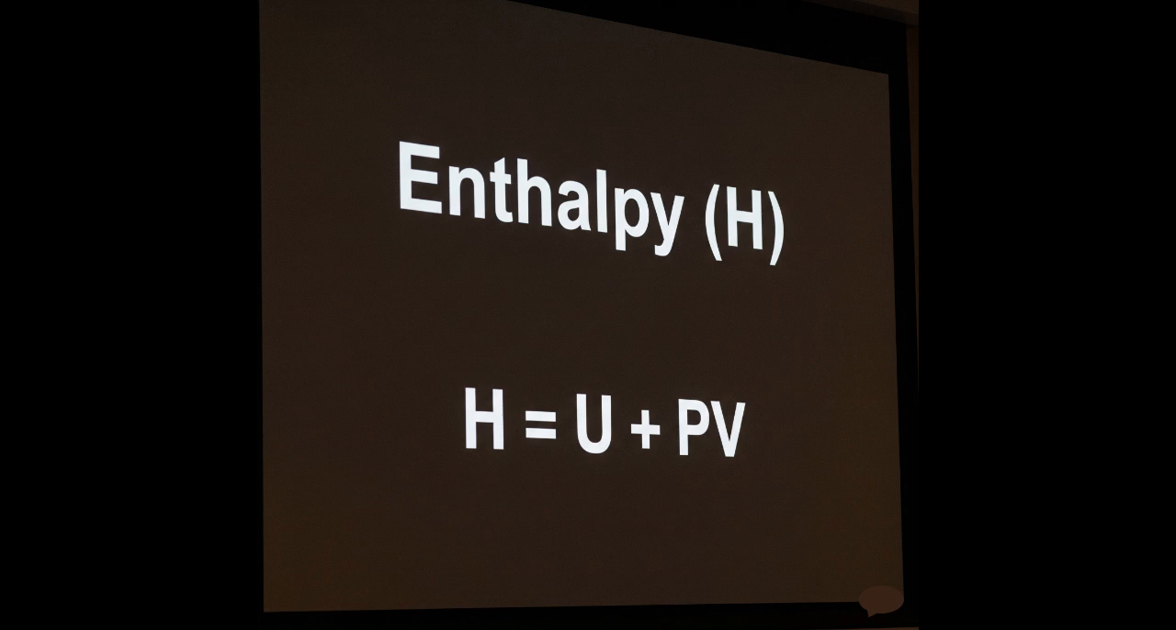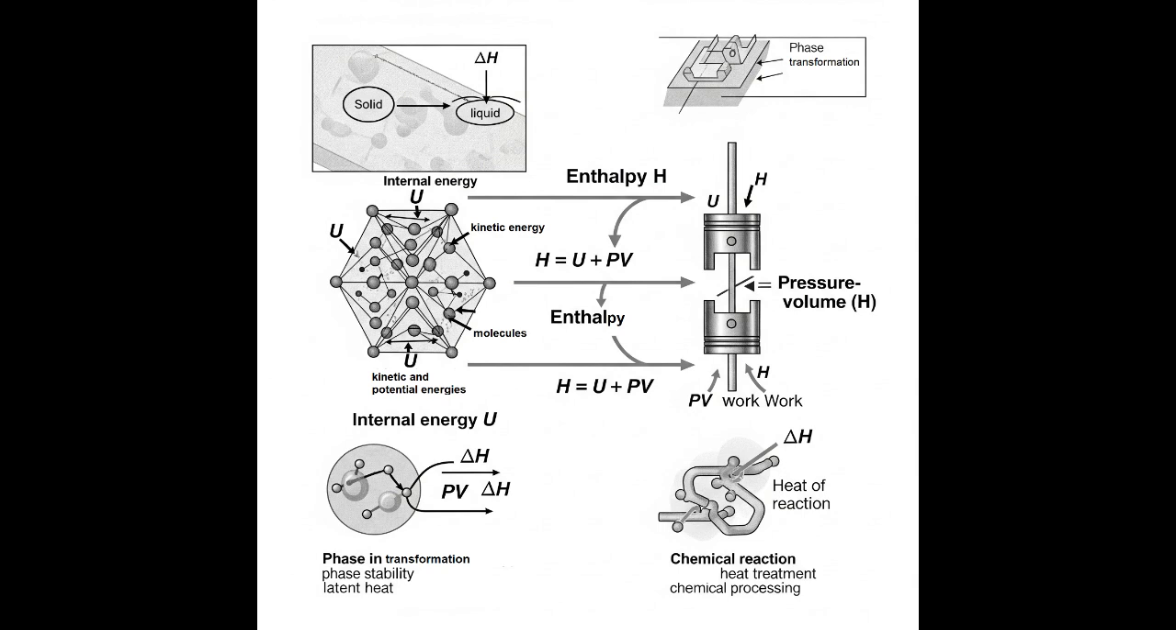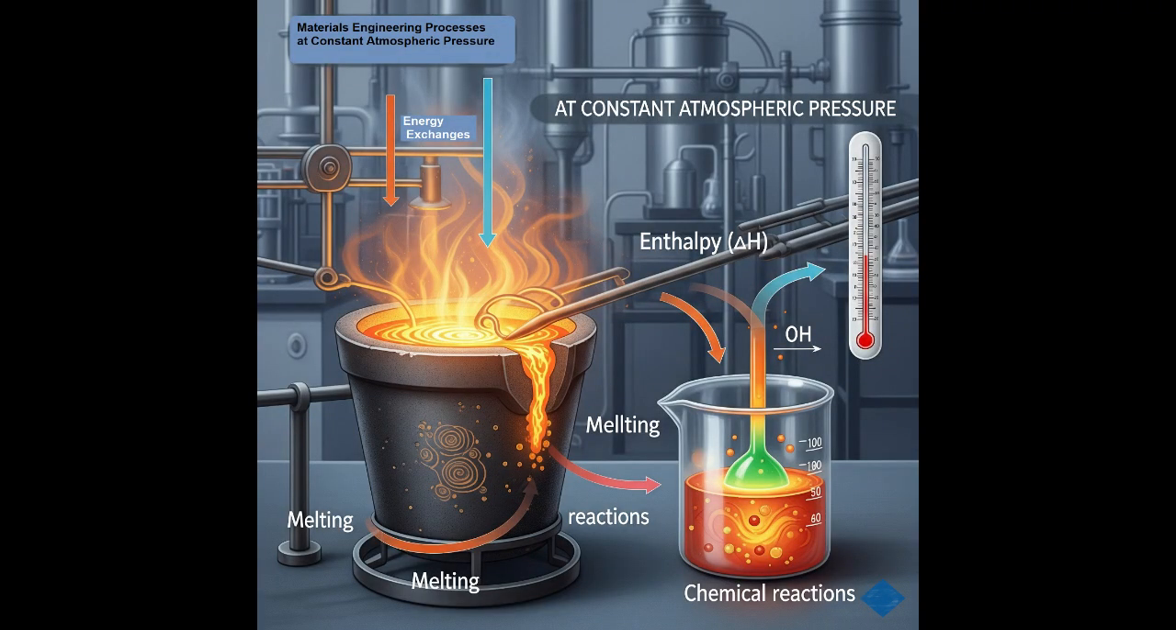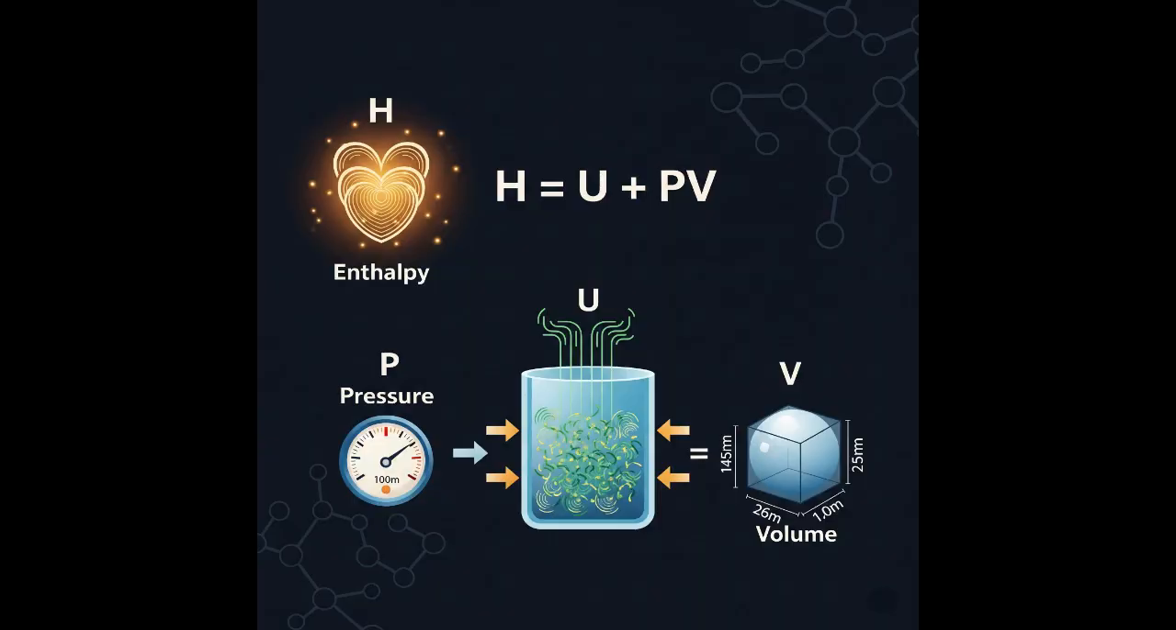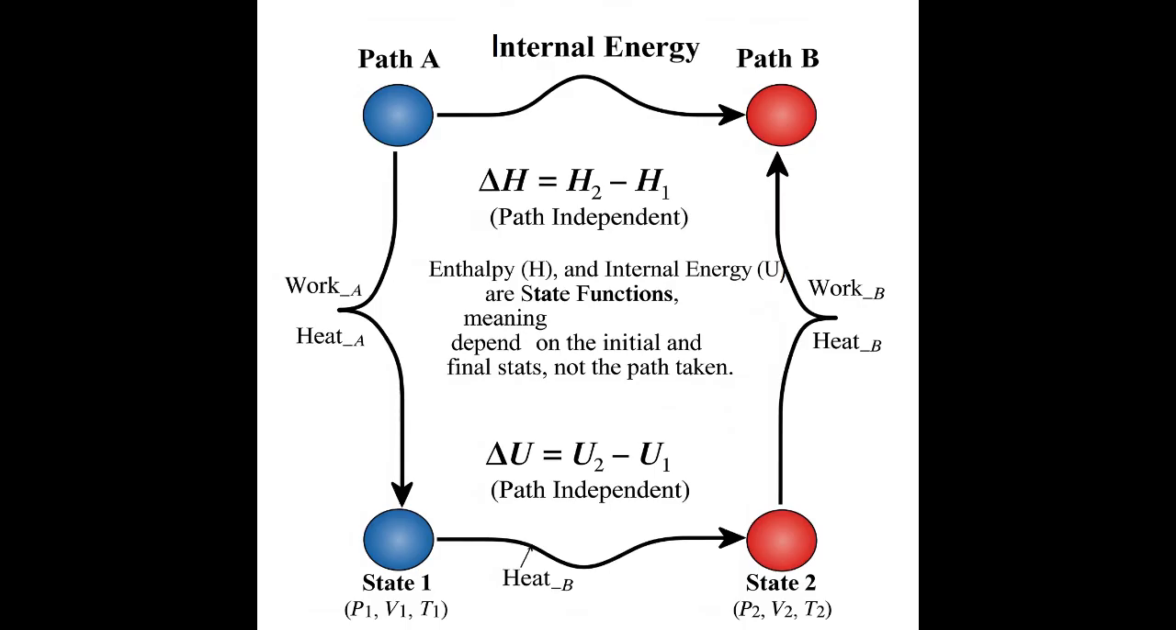While internal energy U is fundamental, another thermodynamic property, enthalpy, is incredibly useful, especially in materials science. Why? Because many processes in materials engineering, like melting, solidification, or chemical reactions, occur at constant pressure, often atmospheric pressure. Enthalpy is defined as H equals U plus PV, where U is the internal energy, P is the pressure of the system, and V is the volume of the system. Like internal energy, enthalpy is also a state function.